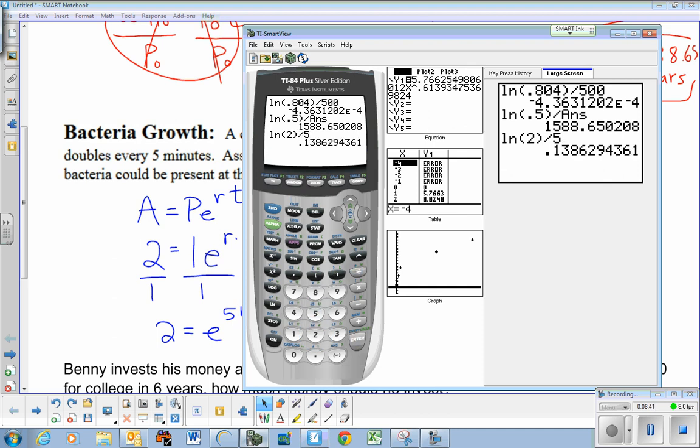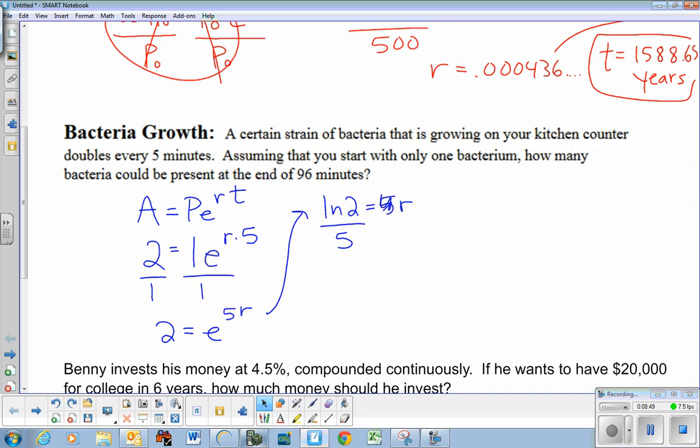All right, this is growth, so I have a positive number for this rate. It's like an interest rate of 13.8% at the bank. I'm just going to save that again. So now back to the original question. How many bacteria could be present at the end of 96 minutes, assuming this same growth took place? Start with 1, e to the r times 96.